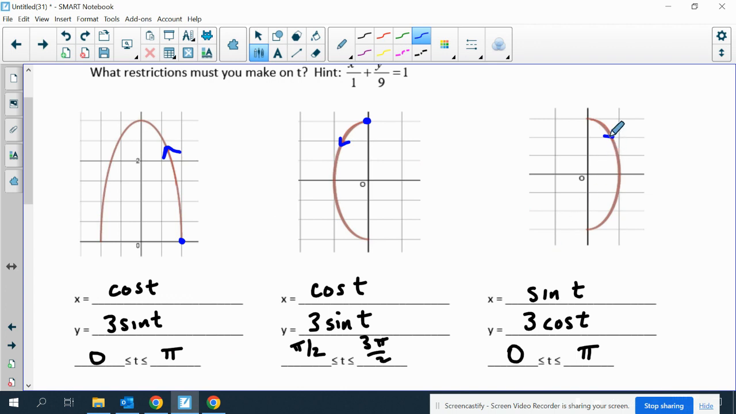Now, if I want a clockwise orientation, I can't use cosine comma sine. I have to use sine comma cosine, or I have to throw in some negatives. And so you can kind of just play around with it to see what happens. But if I start by substituting in 0, I end up at 0, 3. Then when I substitute in pi halves, I would get 1, 0. So that would put me here, and then all the way down to when I get to pi.